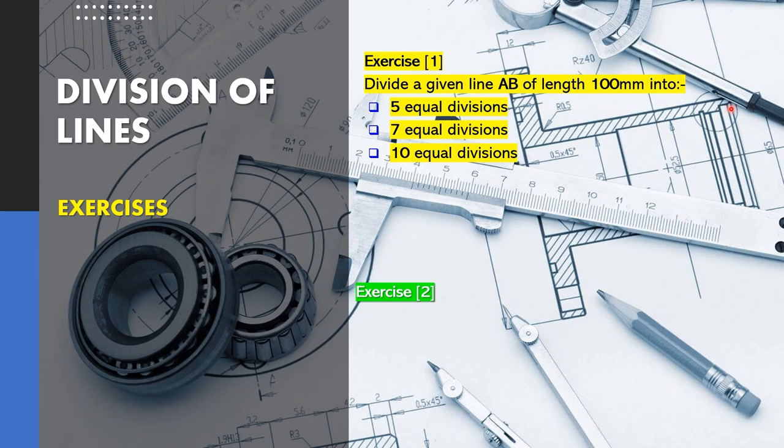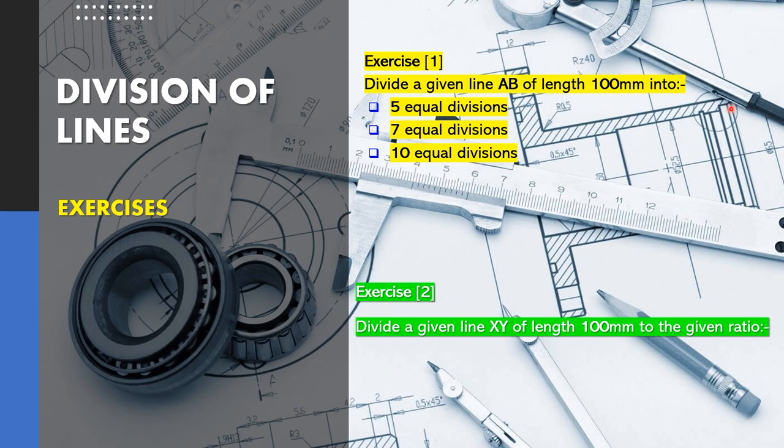2, whereby we're going to see how we can divide the line based on a given ratio. So the question reads, divide the given line XY of length 100 millimeters to the given ratio 2 is to 3 is to 5 and 1 is to 4 is to 7. So let's have a go.